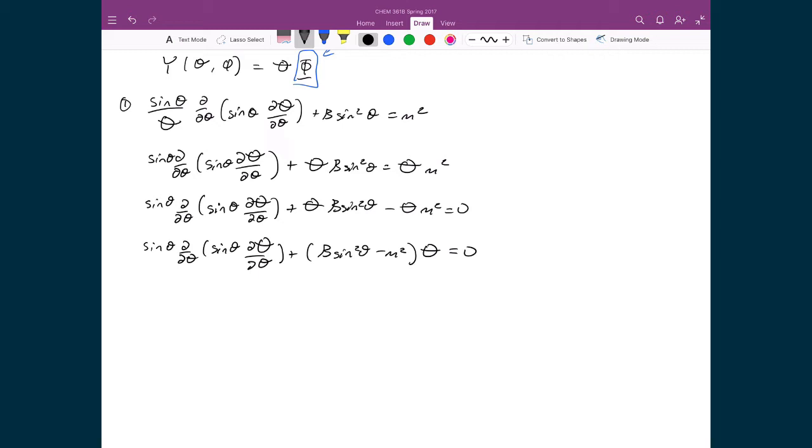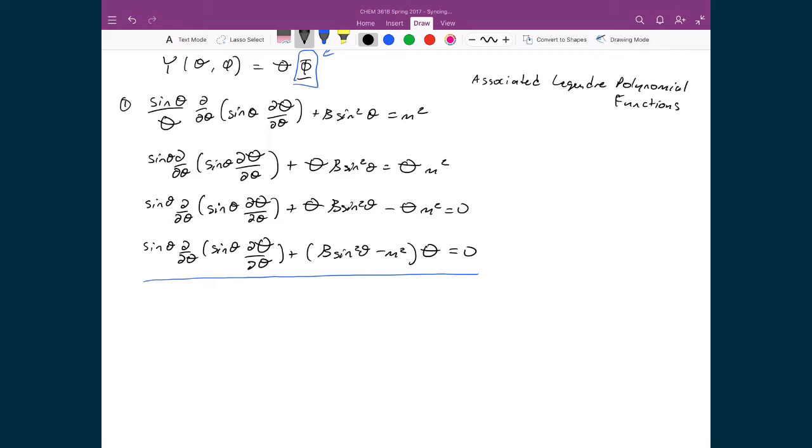Now, this differential equation is still very complicated, and it's not something we're actually going to solve explicitly. The solutions to this differential equation that I have written down right here are going to take the form of something called associated Legendre polynomials, or Legendre functions. I'll probably use those two terms interchangeably to define the solutions to this differential equation.